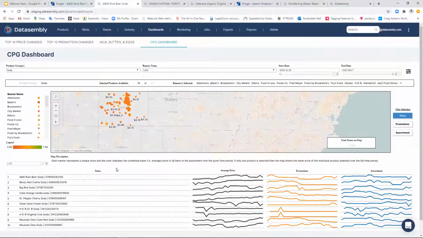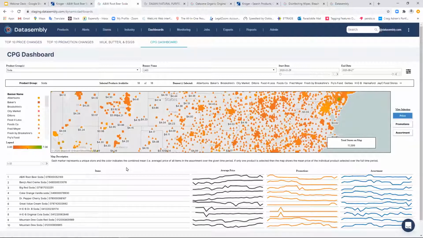What I could do from here, if I wanted to, is continue to explore my stores. If I wanted to focus specifically on that A&W root beer, I could come over here and look at, maybe it's this average price I want to look at. And again, we can see during those first periods of COVID, this one is priced pretty low. I could pick a week if I wanted to here.